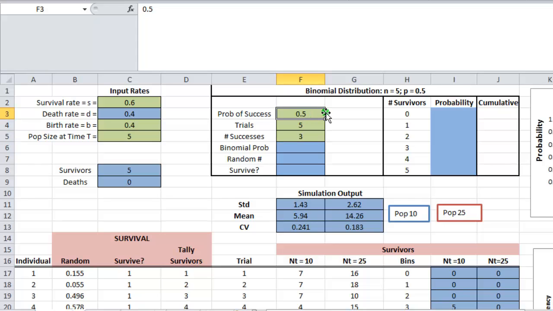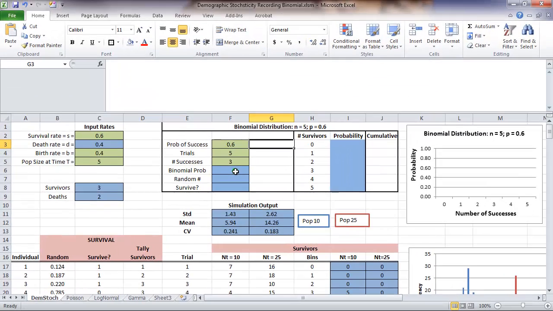So if we let that be 0.6 now, then we're interested in asking, out of 5 individuals, with a probability of survival of 0.6, what is the probability that we end up with 3 out of 5 survivors? And in Excel, we can use the binomial function to answer that question and to get the probability. Now, I encourage you to go to a reputable site and learn about the binomial distribution. Here, we're just going to introduce you to the function in Excel that will compute that for us.